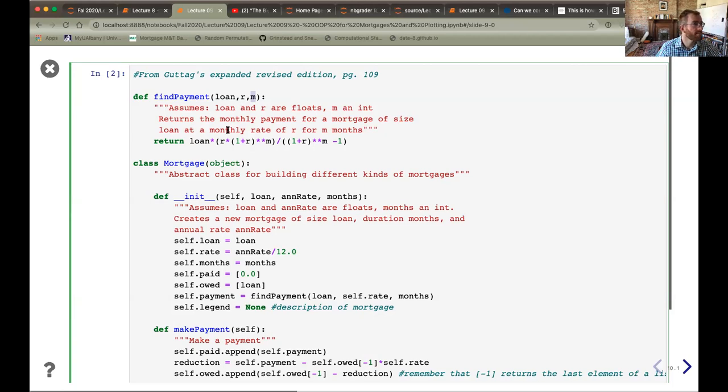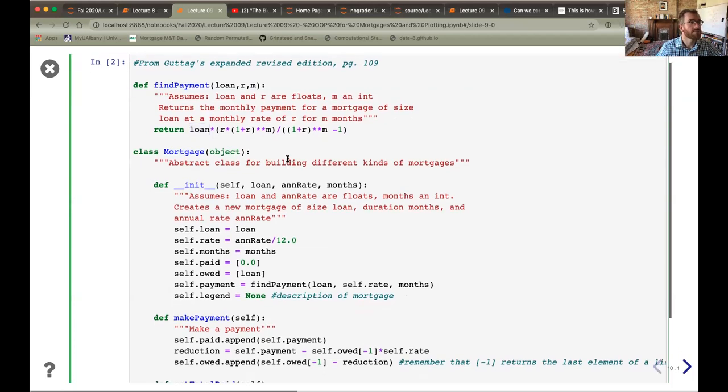M is for months. And again, you always want to use return instead of print. So you return the formula we just derived. So it's P0, the loan, times R, times 1 plus R raised to the nth power, divided by 1 plus R raised to the nth power minus 1. All right, so we're going to use this now in our mortgage class.